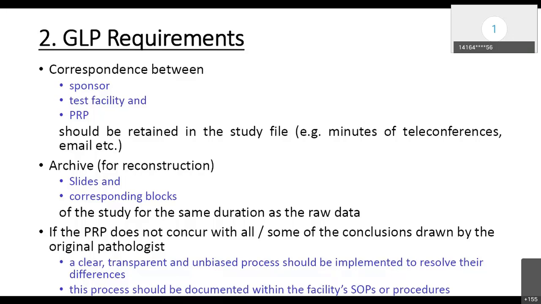Every time, it may not happen that study pathologists and peer review pathologists would agree with each other's observations or the changes or lesions identified by them. So if any differences arise during the study peer review process, they have to be very clearly and transparently documented. And these procedures are also to be documented in the form of SOPs. Next one, please.